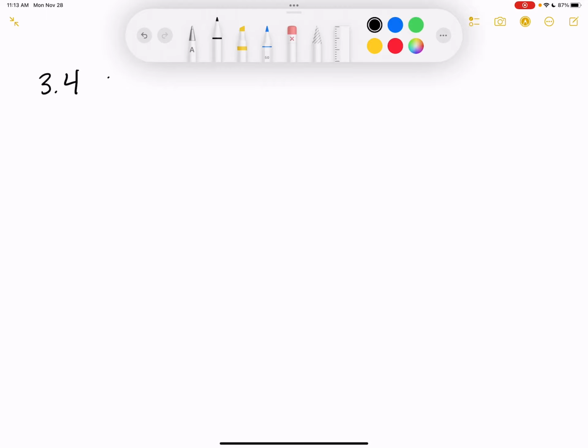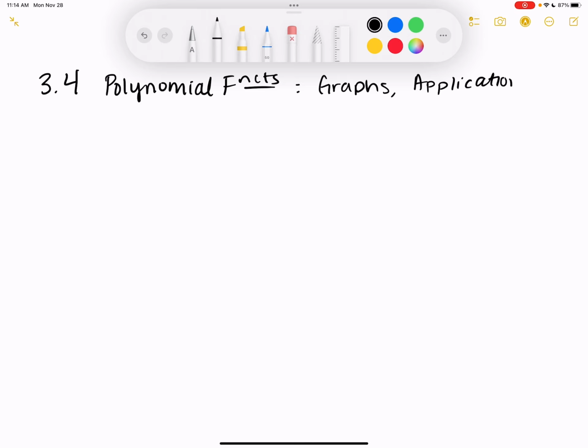All right, 3.4, polynomial functions. Graphs, applications, and models. And don't worry, I'm not making you graph these by hand or anything. I'll be graphing them on a calculator, but then using that to do the rest of the stuff.